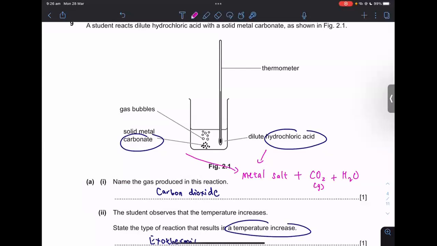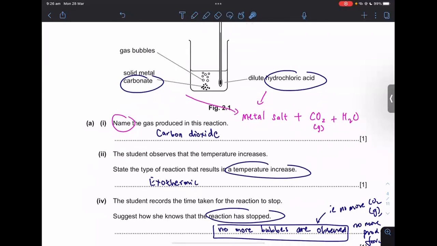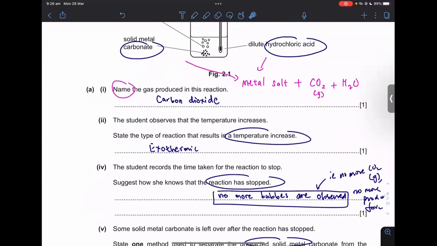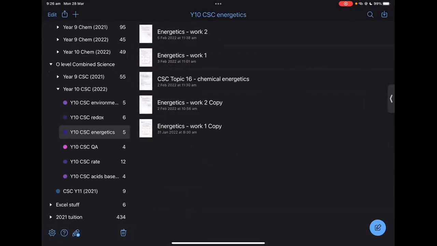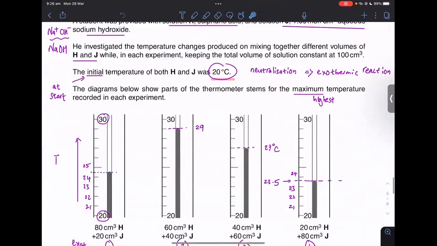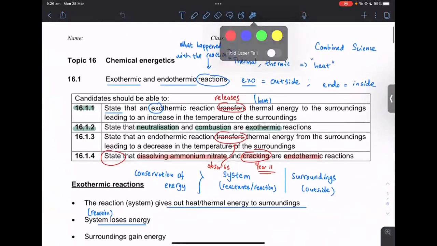Name the gas. A formula will not be credited at all, because name the gas: carbon dioxide, 2 oxygens, 1 carbon. State the type of reaction: temperature increases. Some of you couldn't get this word exothermic, and we have only done this topic not long ago. This is under chemical energetics, topic 16, exothermic and endothermic, 2 words in this topic. Exothermic reactions release heat energy to the surrounding, so you get an increase in the temperature of the surrounding.